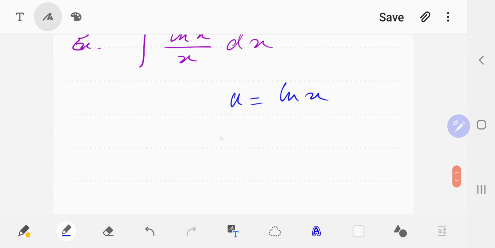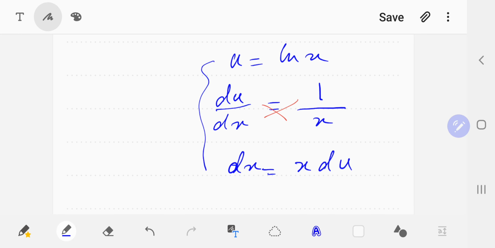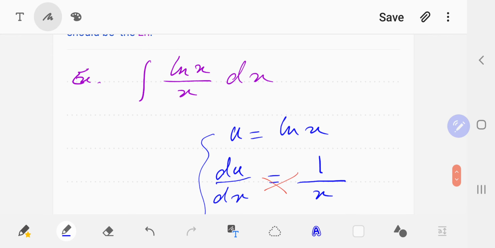Now what did we say the derivative of ln is? The derivative of ln is the derivative of what's inside over what's inside. Cross multiply. What will you get? dx is equal to x times du. So go back to your question.